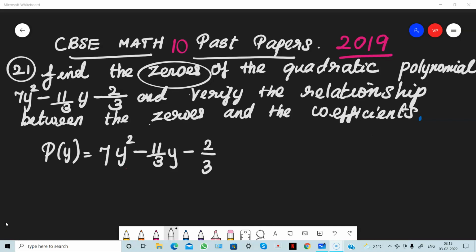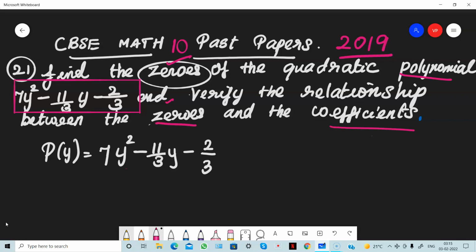So this is a very simple problem. The question number is 21, right? Find the zeros of the quadratic polynomial 7y square minus 11 by 3y minus 2 by 3, right? So this is our quadratic expression, the polynomial. Then find the zeros, and verify the relationship between the zeros and the coefficients.